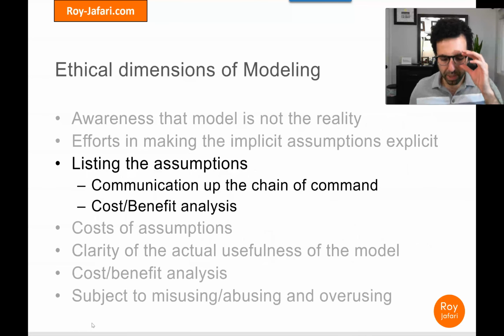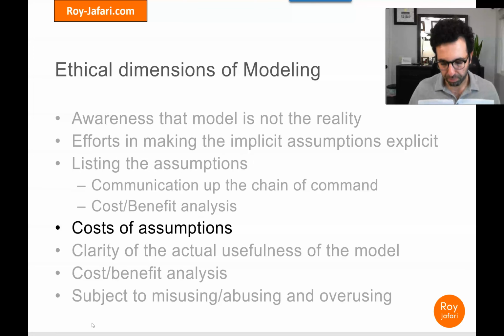So when we make the implicit assumptions explicit and list them, we also want to pay attention to why we do that. We do that because when we create a model such as this, we want to always make sure that everyone who is going to be using the model is aware of these assumptions. At the same time, we will use these assumptions in the cost-benefit analysis that we are going to see in one of the bullets in this video.